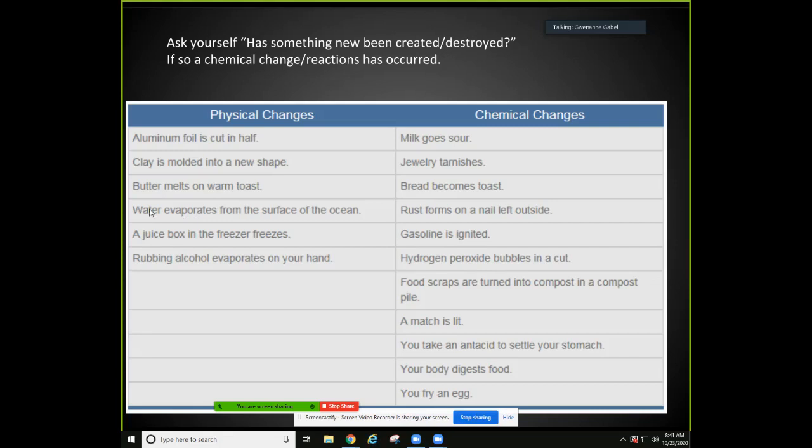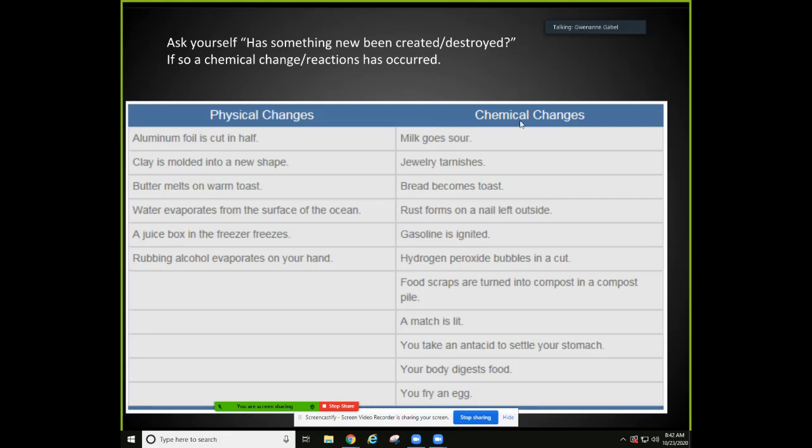So this is physical. Water evaporates from the surface. Juice box freezing. That's going from a liquid to a solid. That's a phase change. Rubbing alcohol evaporates. Okay? That is a process of a phase change. This is going from a liquid to a gas. Okay? So those are your physical change examples. Some other examples are things dissolving. That's physical. And then things like density. When you have something that asks you about the density, that's physical.